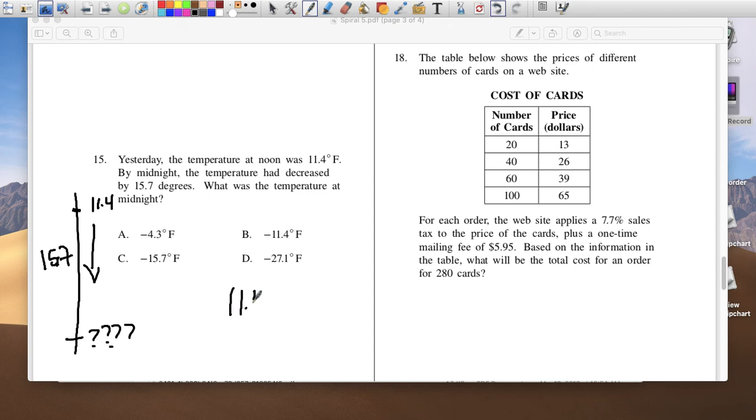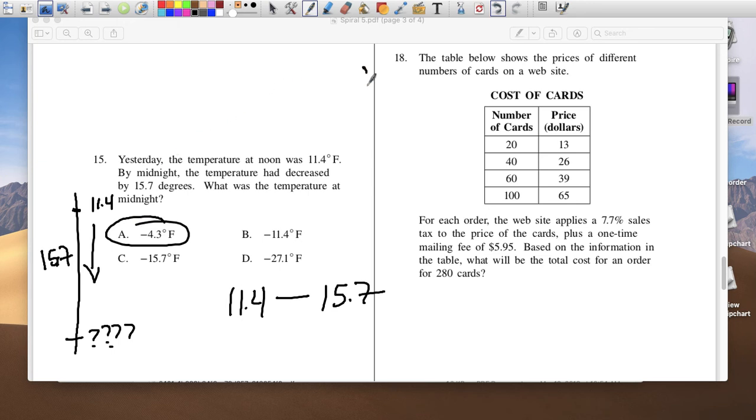So you can go 11.4, which is your starting point. Going down means negative, and by how much? 15.7. So you're welcome to do that on your calculator as it is, and take advantage of that. 11.4 minus 15.7, you should get negative 4.3. And here we are. And it makes sense, right? Okay, it really makes sense.